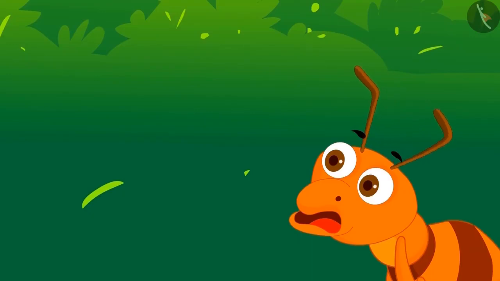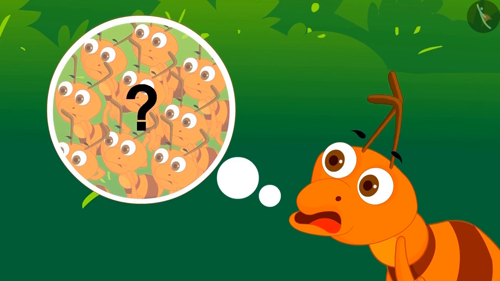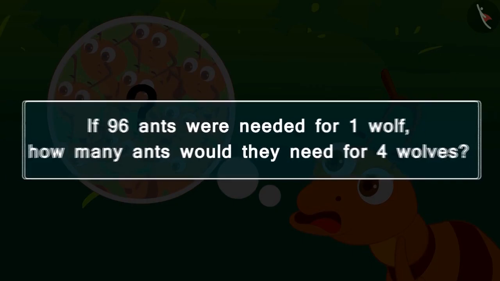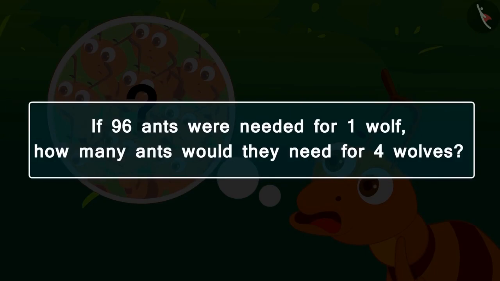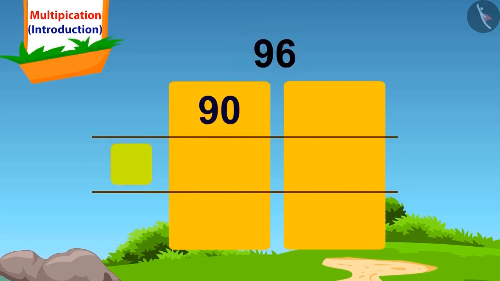Now they are thinking, if 96 ants were needed for 1 wolf, how many ants would they need to attack 4 wolves? Can you help the ants by solving this multiplication question? Let's do it together. How do we split 96? 90 and 6.